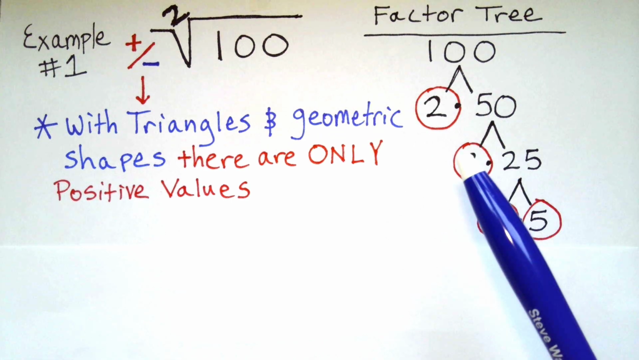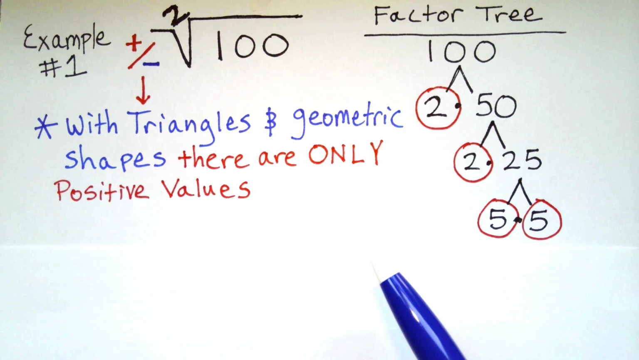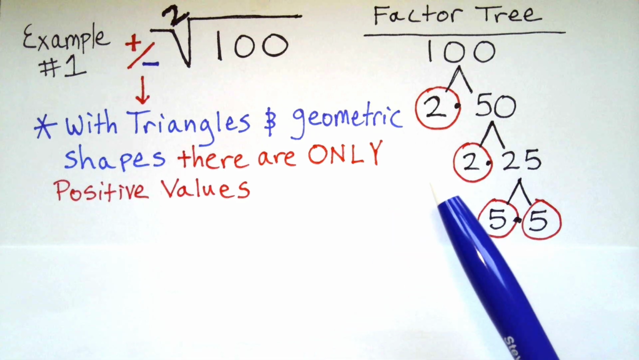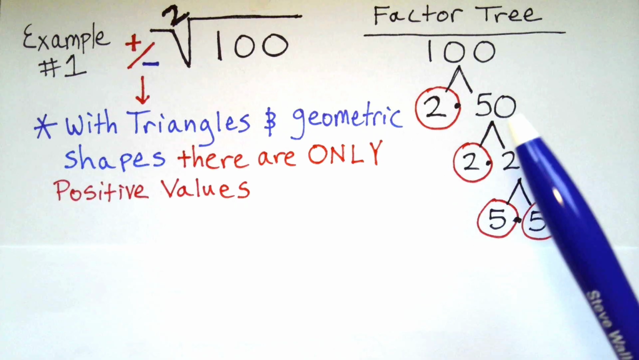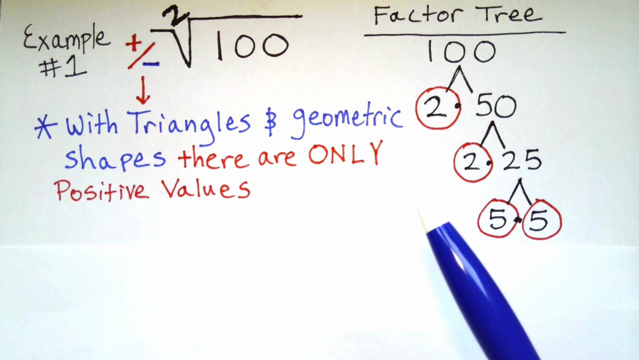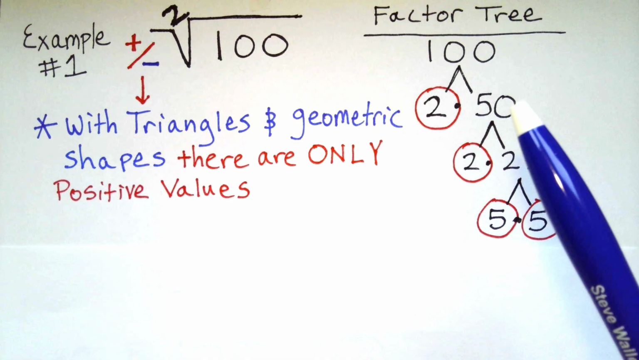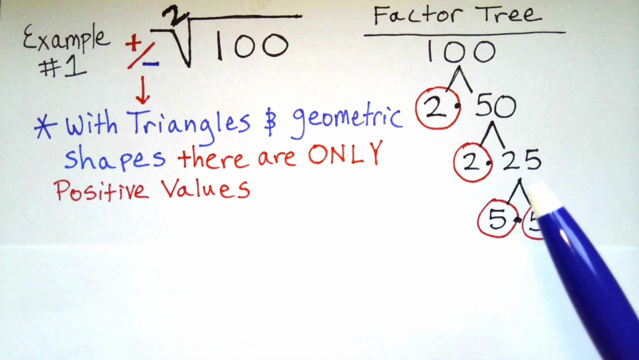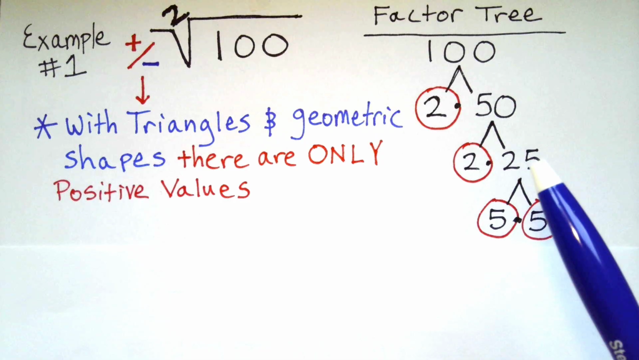Now I'm going to try to break down 50 into its smallest parts. Again, I'm going to start with 2. Is there 2 times a number that gives me 50? Yes, because I know 25 plus 25, or 2 times 25, is 50. So 2 times 25 is 50. Now I'm focused on the 25.